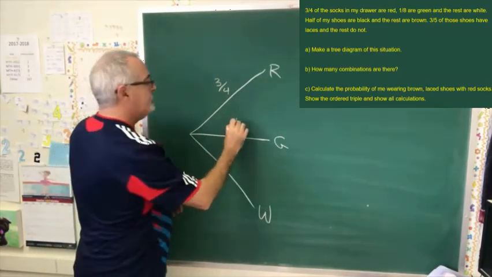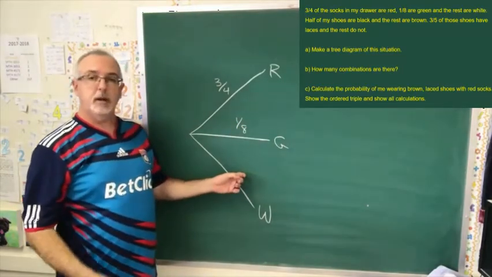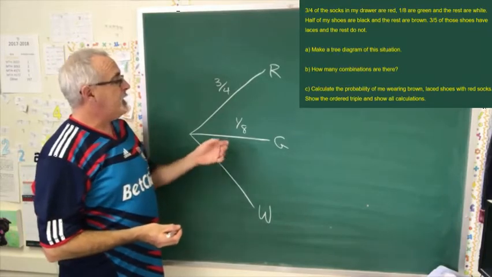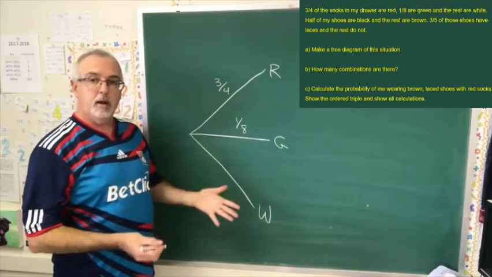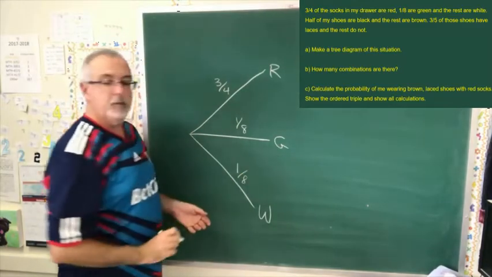1/8 are green, and the rest are white. So they're actually not telling me this fraction, they're making me figure it out. If I subtract 3/4 and 1/8 from 1, I get 1/8. So the rest is 1/8.